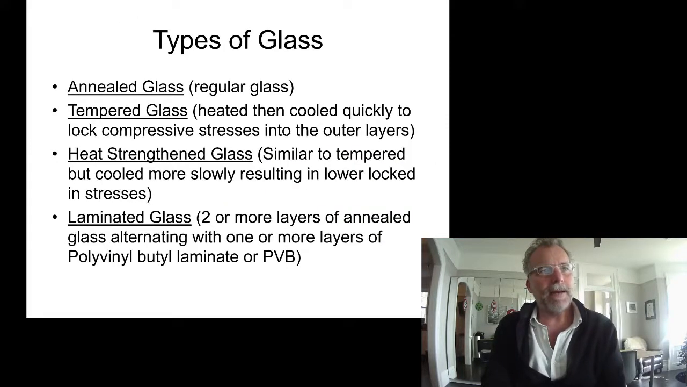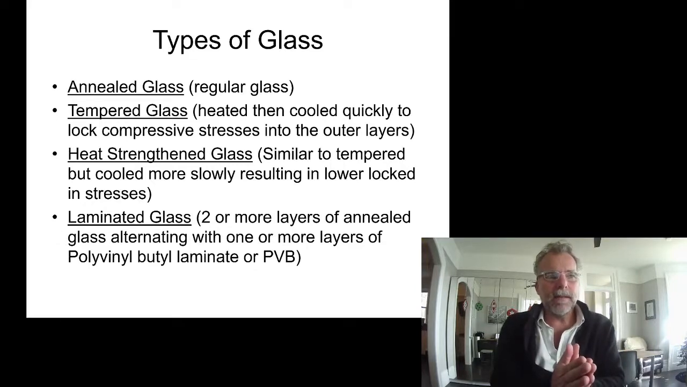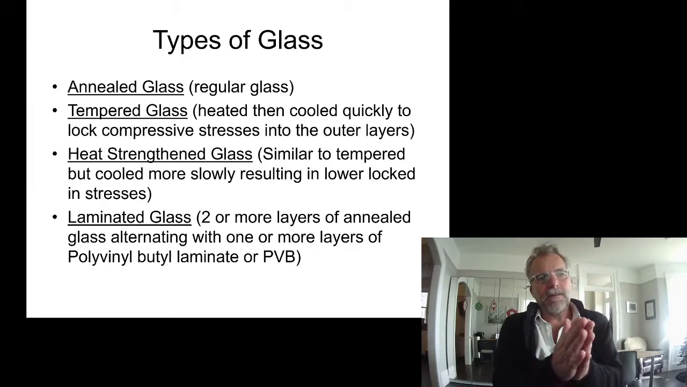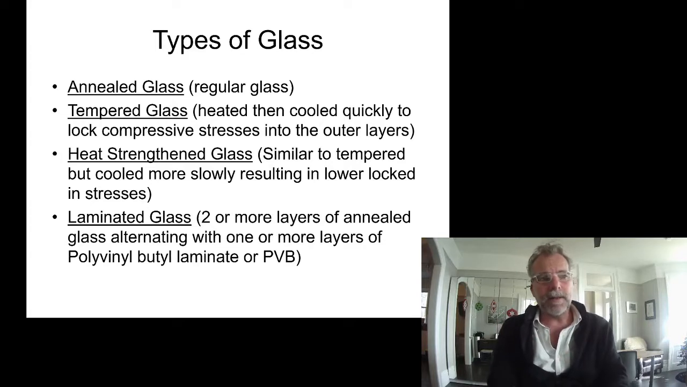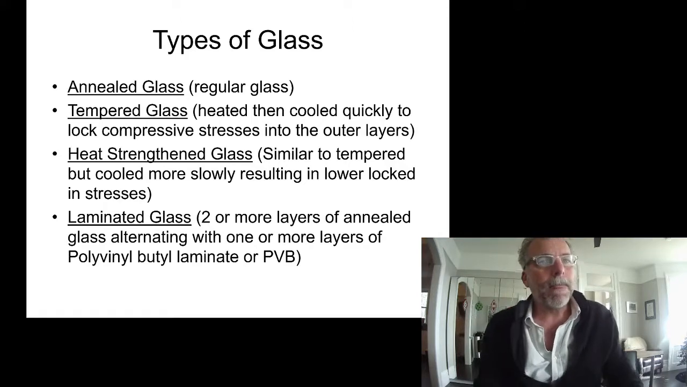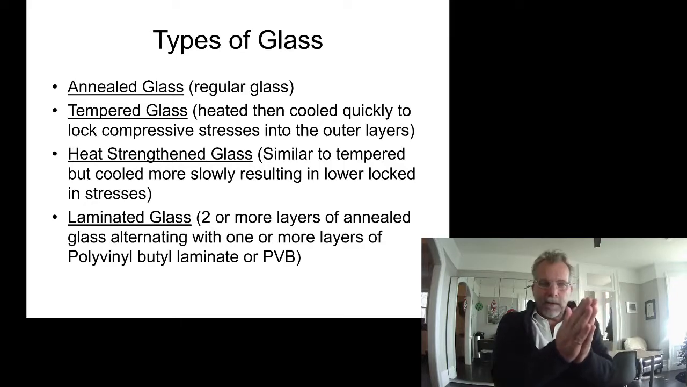I'm going to come back and elaborate on laminated glass for a minute. With laminated glass, we have a clear interlayer between the two layers that prevents the glass from falling apart, so you can have a breakage of one light and it maintains its integrity. Very helpful if you're driving your car and you get a stone chip, the windshield doesn't shatter and blow shards into your face. The interlayer is perfectly clear, so you can't see that it's there.